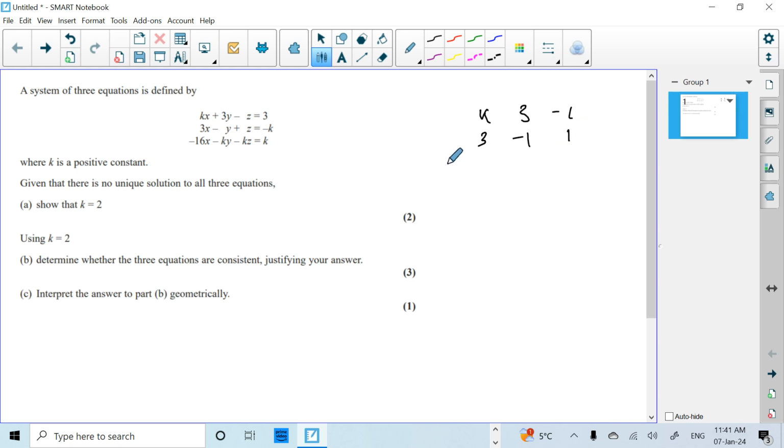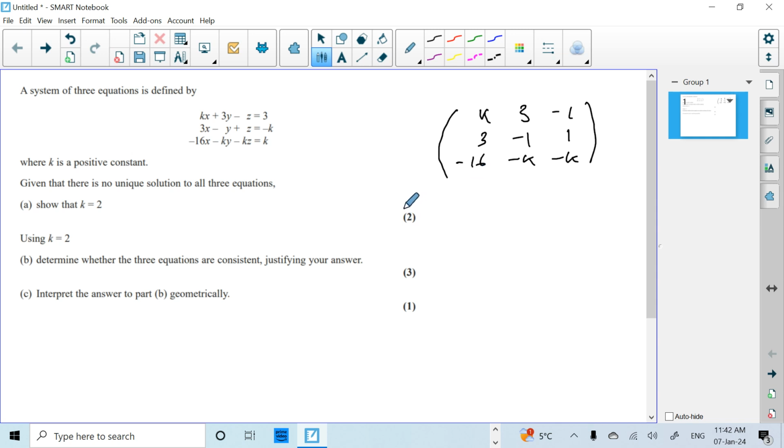And the next one is minus 16x, so that's minus 16, minus ky, so we've got minus k, and minus kz, so we've got minus k again. And of course, that's all going to be equal to 0, because we must have a determinant of 0 for that.